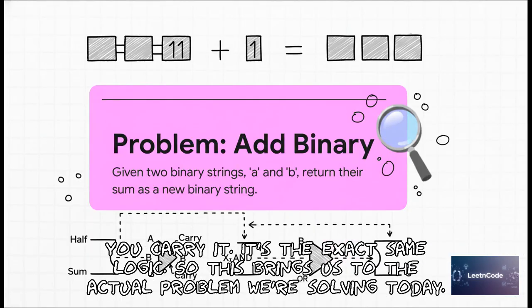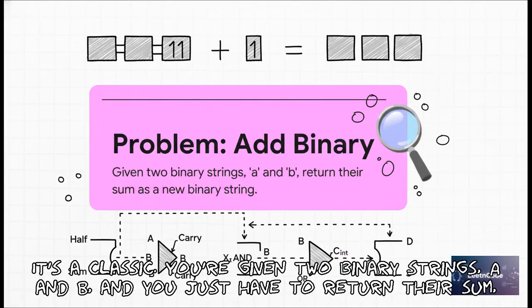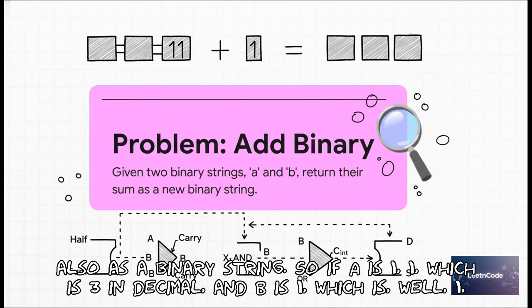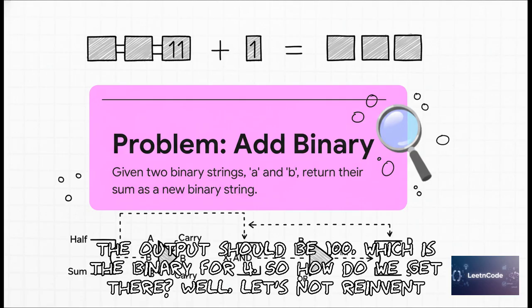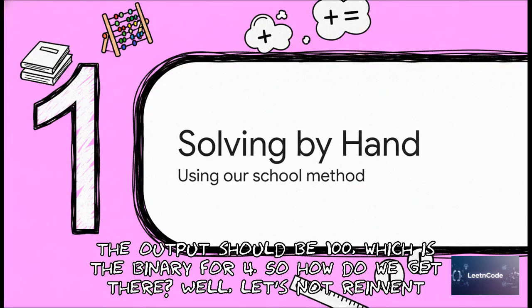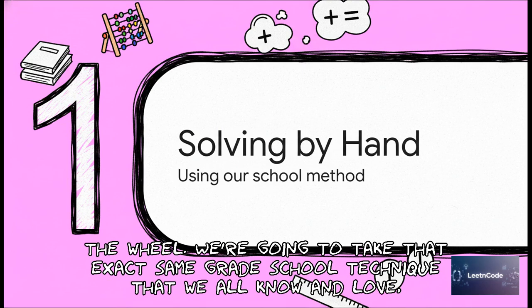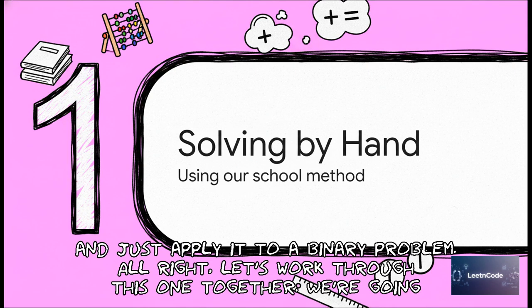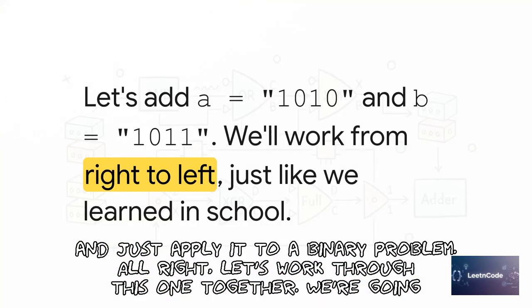So this brings us to the actual problem we're solving today. It's a classic. You're given 2 binary strings, A and B, and you just have to return their sum, also as a binary string. So if A is 11, which is 3 in decimal, and B is 1, the output should be 100, which is the binary for 4. So how do we get there? Well, let's not reinvent the wheel. We're going to take that exact same grade school technique that we all know and love and just apply it to a binary problem.